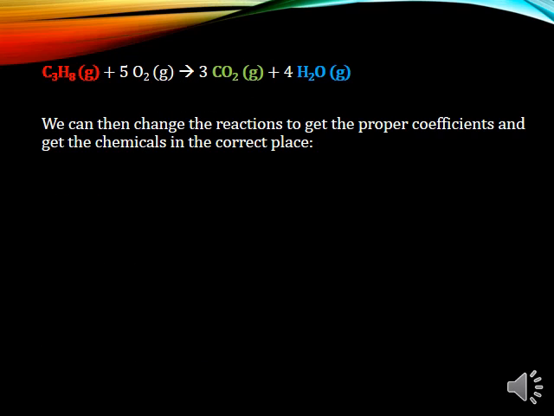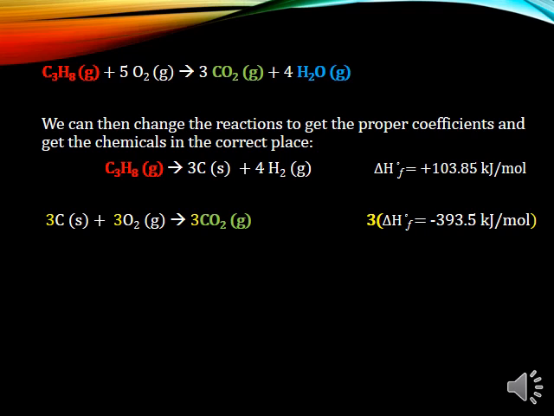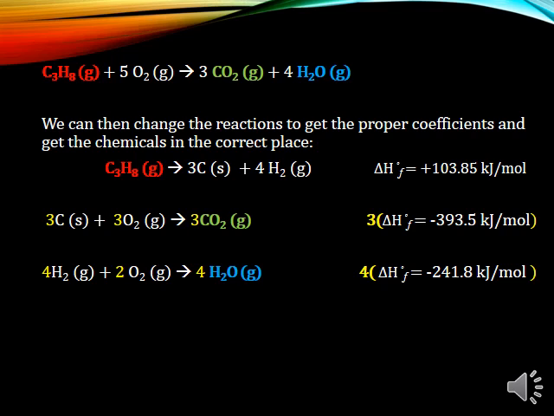We can then change the reactions to get the proper coefficients and get the chemicals into the correct place. Our first reaction, we decided to flip, so we get the propane on the correct side, so that flips the sign from negative to positive for our delta H. Our second reaction, we multiply by a coefficient of 3, so the delta H also multiplies by 3. And the third reaction, we multiply by a coefficient of 4, and so our delta H multiplies by a coefficient of 4.